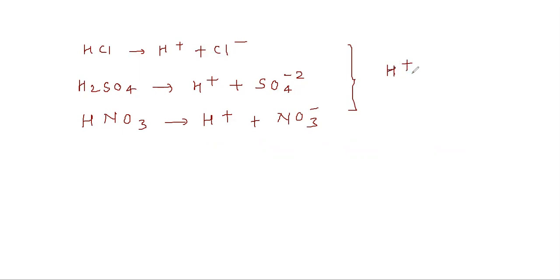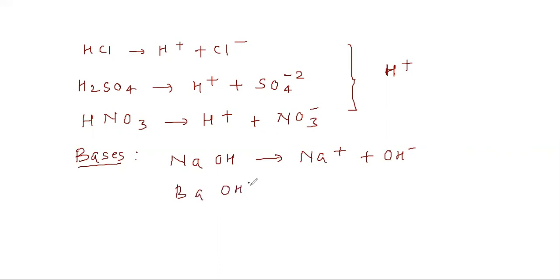And when dissolved in water, these H plus ions cause the conduction of electric current. Now, these H plus ions are also responsible for ionic properties. Let's take some examples of bases. So, in case of bases, suppose we take example of NaOH. So, it breaks into Na plus and OH minus.